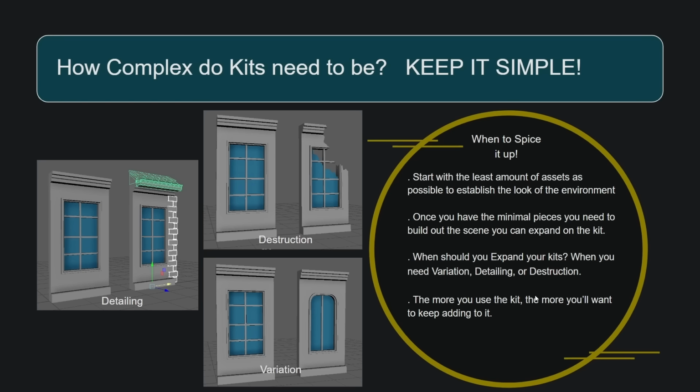And then the last one is probably one that we use as gamers in game development a lot, which is destruction, right? If we start breaking things apart and damaging our pieces and we need little rubble piles and individual bricks later on to scatter around, or little pieces of wood to scatter around in debris, that's a good time to start expanding your kit, right? So yeah, just one little section right there.